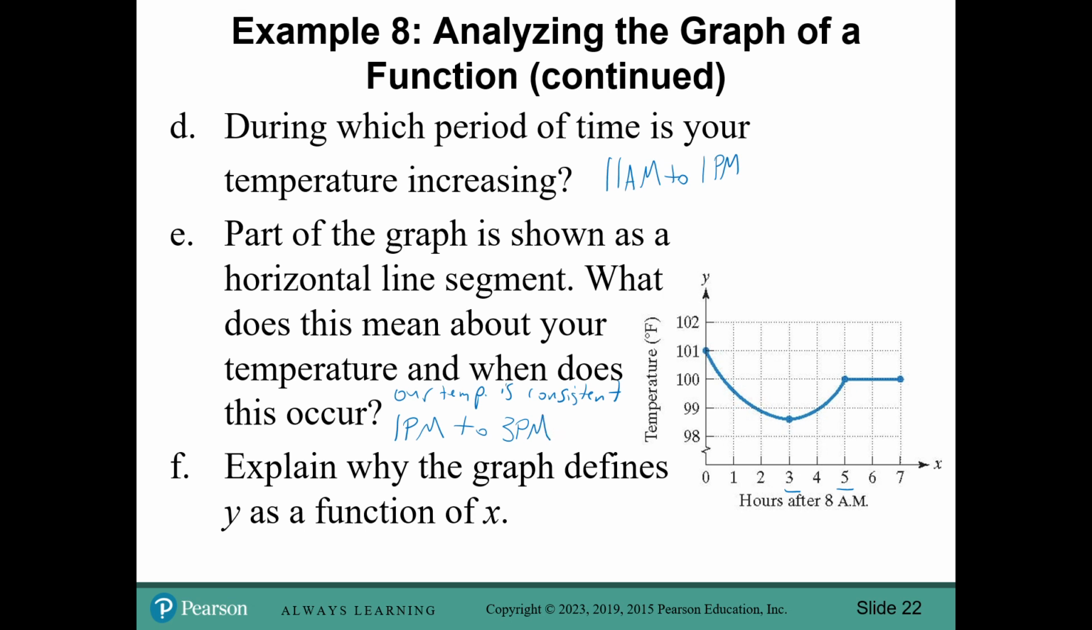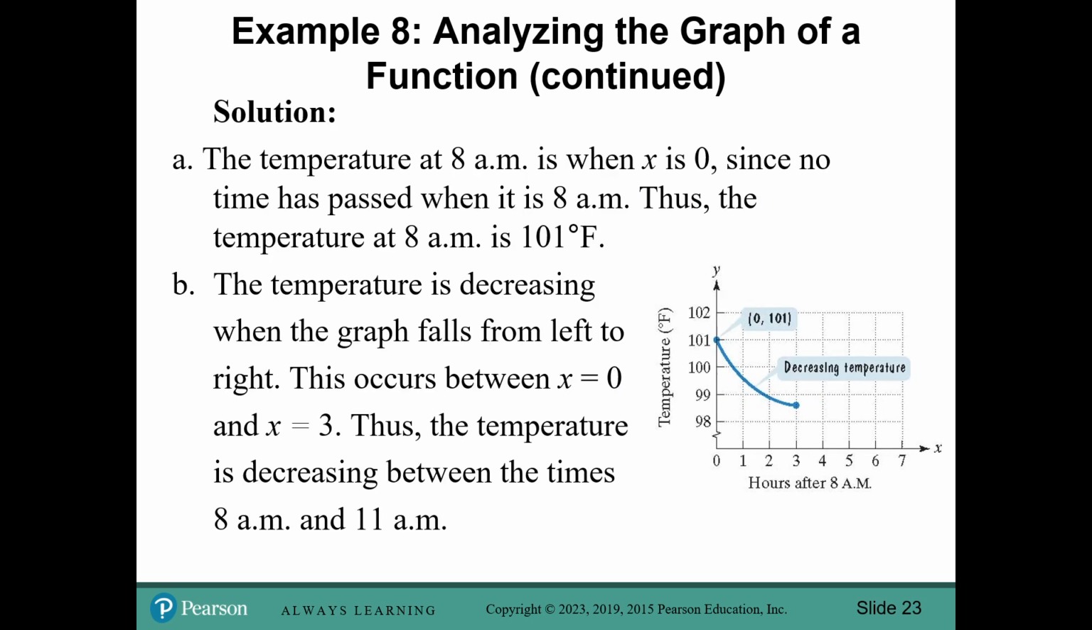F says explain why the graph defines y as a function of x. The reason it defines y as a function of x is because no matter what vertical line I draw and where I draw it, it only ever hits one point. So it passes the vertical line test, which is a main reason that y is a function of x. Now, we can review these once again.